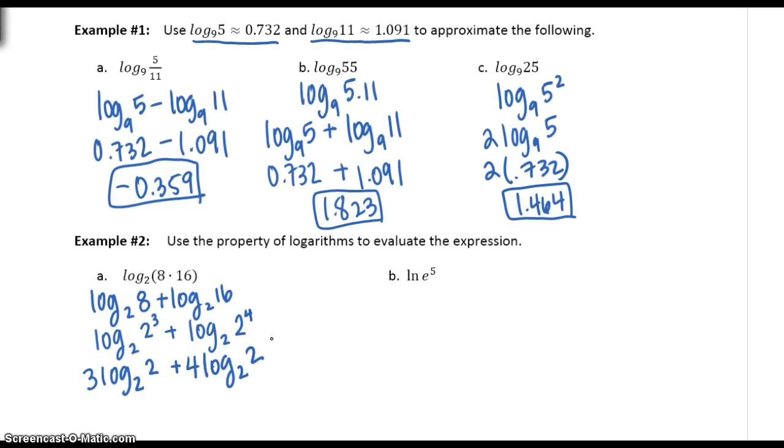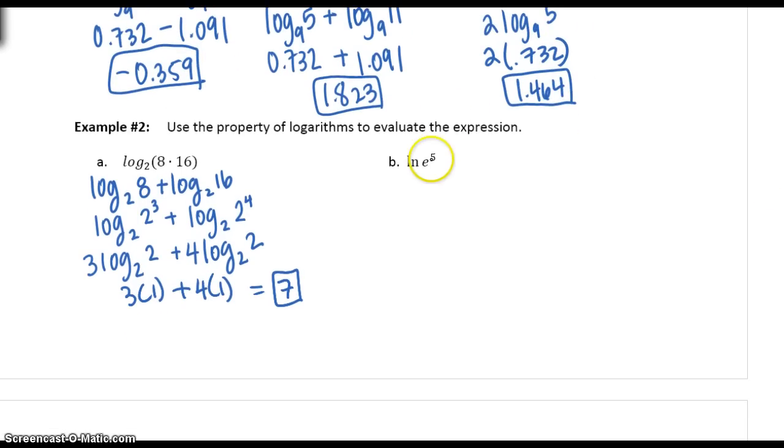Now, log base 2 of 2, what is that? Well, let's think about it here. If I have log base 2 of 2 and I don't know what it equals, I'm going to say that it equals x, right? And then we do our circle thing. 2 to the what gives me 2? Well, 2 to the 1st, right? So log base 2 of 2 becomes a 1. So we've got 3 times 1 plus 4 times 1. And when you finish that up, you get 7.